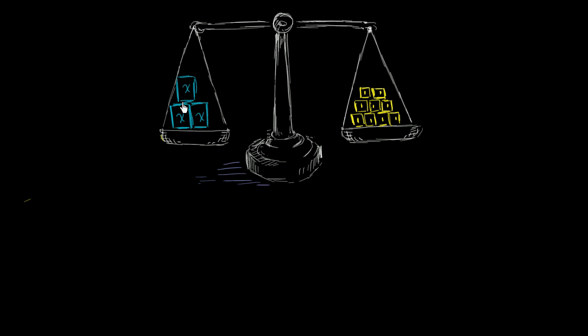So once again, we have three identical objects. They all have the same mass, but we don't know what the mass is of each of them. But what we do know is that if you total up their mass, it's exactly the same mass as these 9 objects right over here. And each of these 9 objects has a mass of 1 kilogram. So in total, you have 9 kilograms on this side.